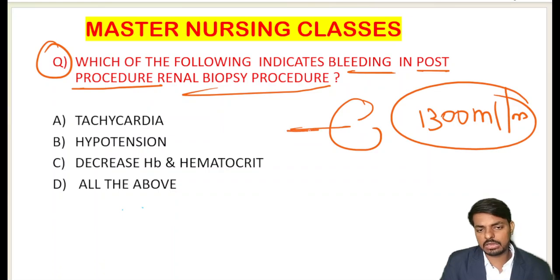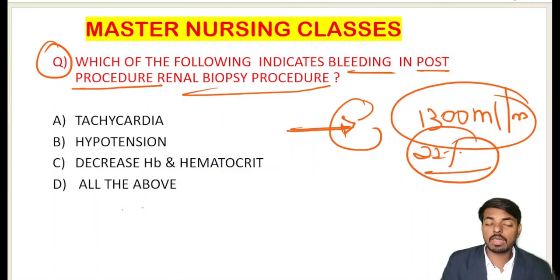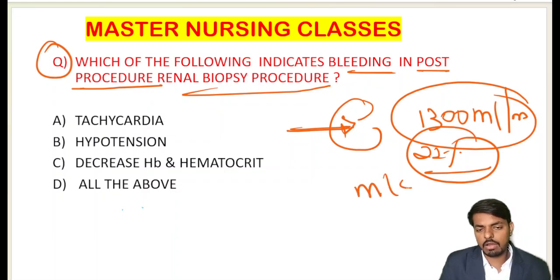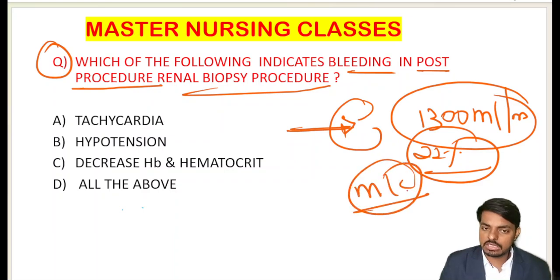So when we prick that organ, which receives 22% of the cardiac output per minute, the organ may bleed a lot. So the most common complication of renal biopsy is internal bleeding. Very importantly, as a nursing officer, we need to monitor for the signs and symptoms of bleeding.